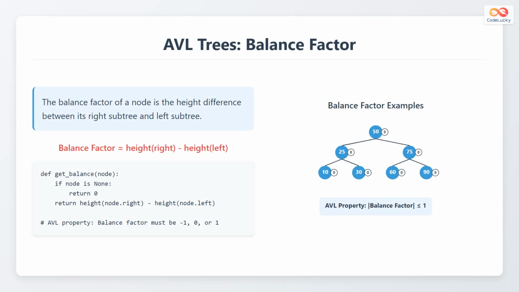The balance factor of a node in an AVL tree is the height difference between its right subtree and its left subtree. It's calculated as the height of the right subtree minus the height of the left subtree. In an AVL tree, the balance factor must be -1, 0, or 1 to maintain balance. Here's a simple code snippet to get the balance of a node. The AVL property states that the absolute value of the balance factor must be less than or equal to 1.